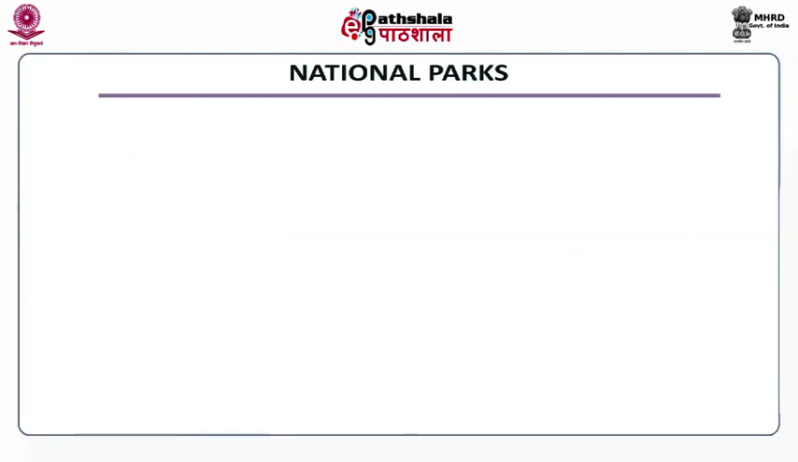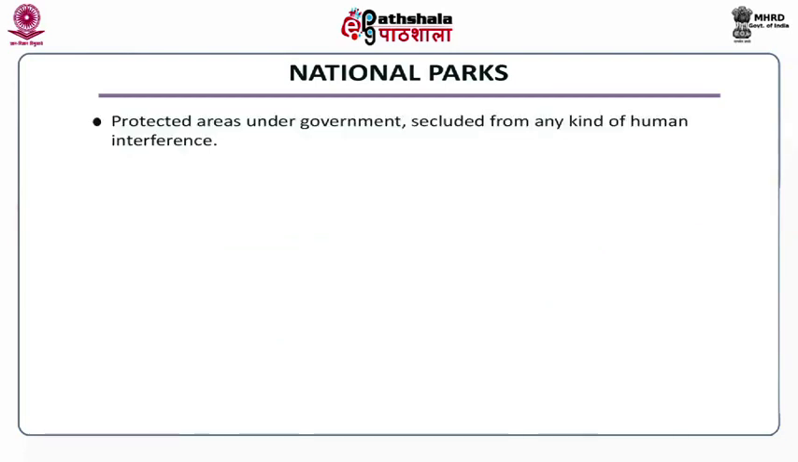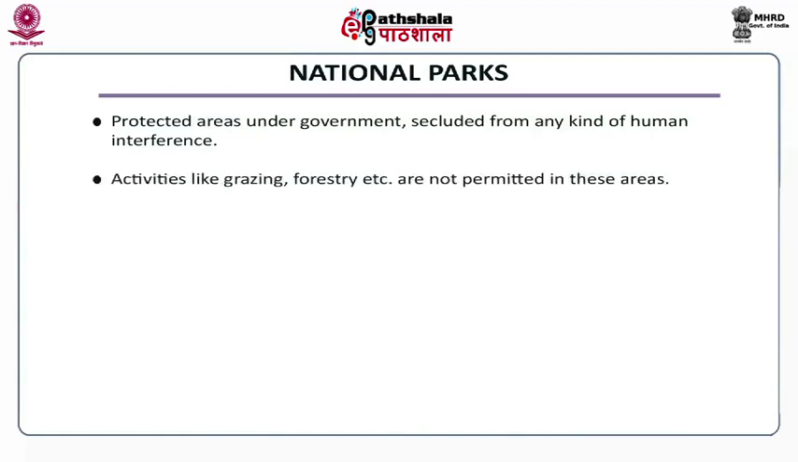Let us first discuss national parks. National parks are protected areas under government, secluded from any kind of human interference. Activities like grazing, forestry, tree cutting etc. are not permitted in these areas. India has a large number of more than 100 national parks, and let us have a look at some of the important national parks of India.